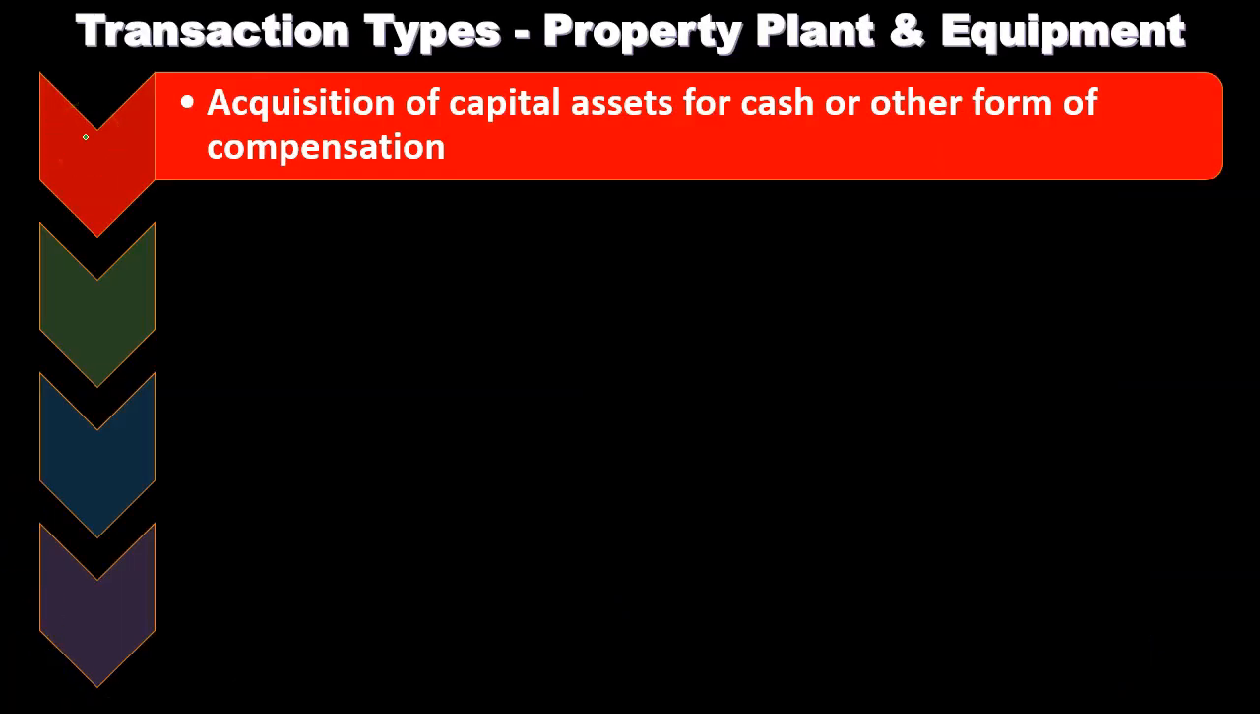Transaction types. What types of transactions do we have for property, plant, and equipment? We have the acquisition of capital assets for cash or other form of compensation. So we have the purchases of property, plant, and equipment. Again, there's going to be fewer of them. So notice when we consider the auditing of these purchase transactions, for smaller companies, we could audit basically all the purchases of property, plant, and equipment to some degree in terms of substantive testing.